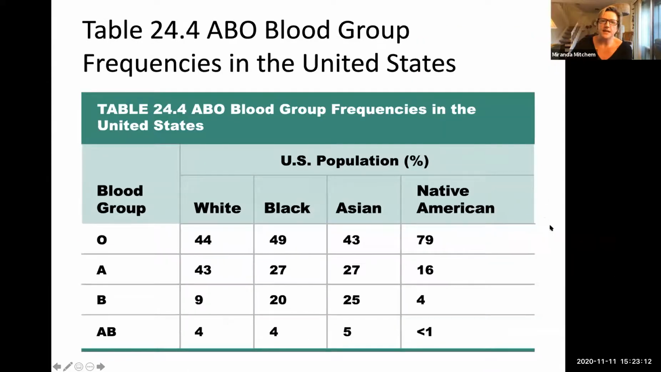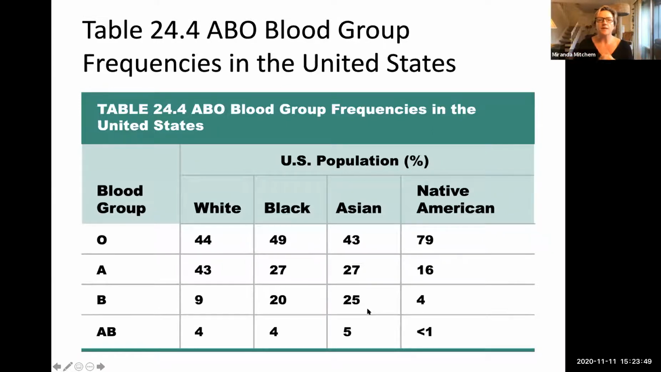Now, in the United States, these are the frequencies of the different blood groups. So we're looking at a percentage, breaking it out by white, Black, Asian, and then Native American, and then we've got our 4 blood groups. So type O is high among the Native American population, and then it's pretty much the same amongst the other populations. Where look here at type B, it's the opposite. It's pretty low in Native Americans, and more frequent in Black and Asian Americans.